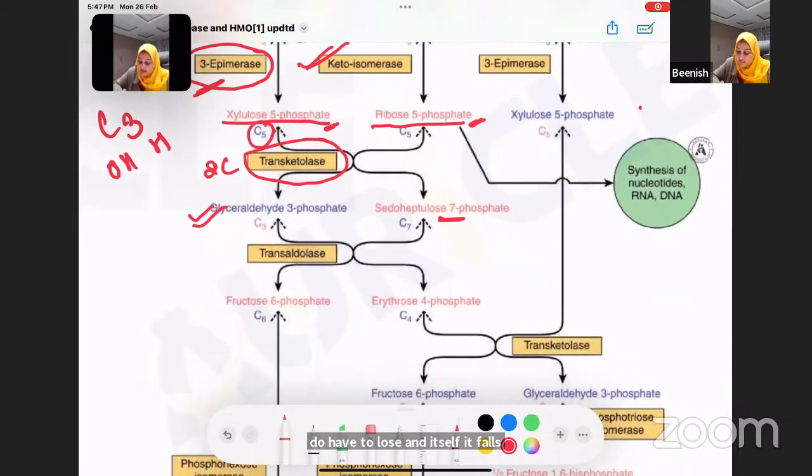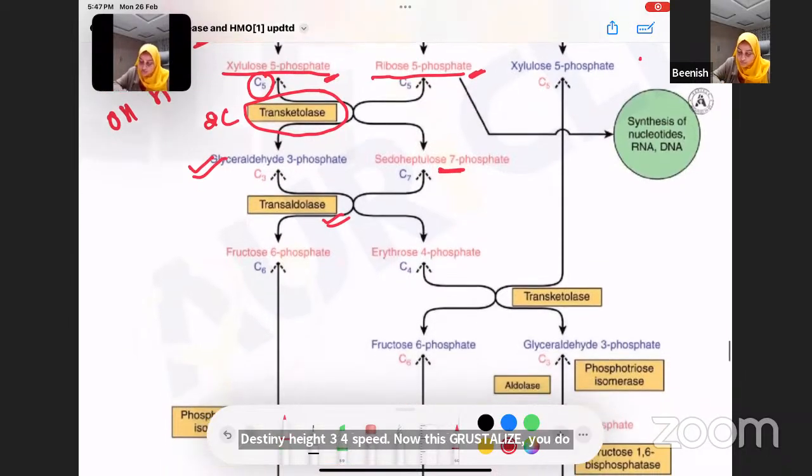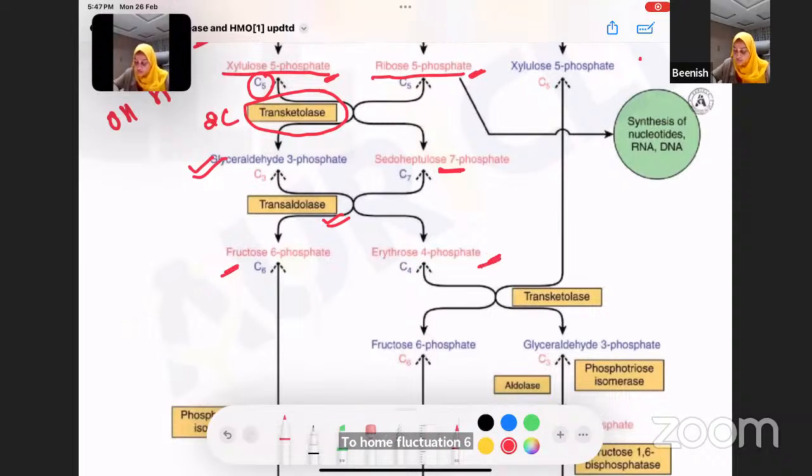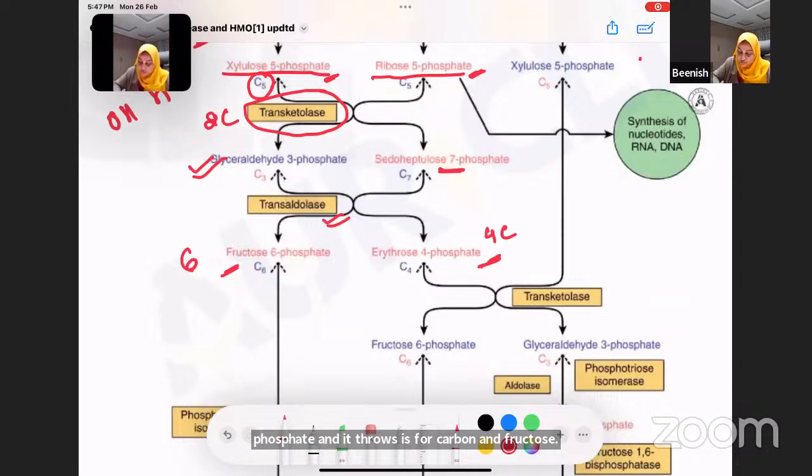Now this glyceraldehyde 3-phosphate and pseudoheptulose are acted upon by transaldolase to form fructose 6-phosphate and erythrose 4-phosphate. Erythrose is 4 carbon and fructose is 6 carbon. So 3 carbon from pseudoheptulose are transferred to glyceraldehyde 3-phosphate to form 6 carbon fructose 6-phosphate, and here 4 carbon are left. Itself it forms erythrose 4-phosphate.